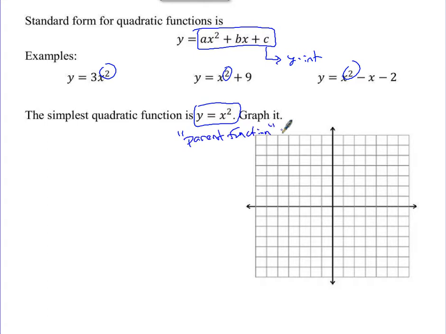The parent function is y equals x squared. In Algebra 2, if you take Algebra 2, we'll talk about parent functions a lot. All right, we're going to graph y equals x squared. We actually already have graphed y equals x squared.